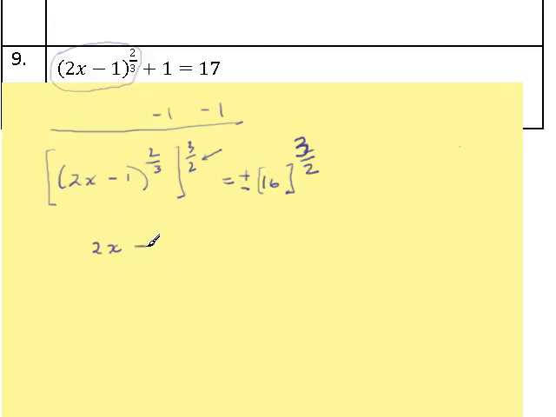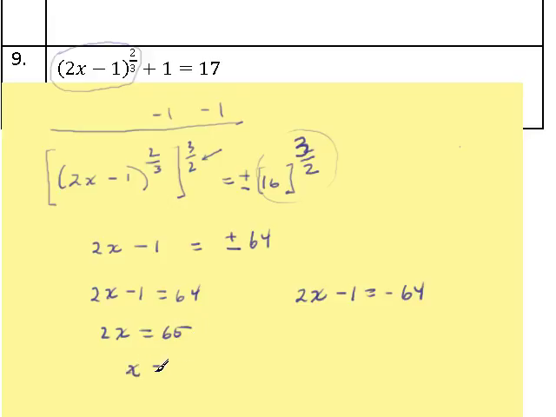So we have 2x minus 1 is equal to plus or minus, let's just evaluate this now. Square root of 16 is 4, and cubed is 64. So we'll have 2x minus 1 is equal to 64, and 2x minus 1 is equal to minus 64. Add 1, and x is equal to 65 divided by 2. Here, add 1 to both sides, and we have 2x is equal to minus 63. Now divide by 2.